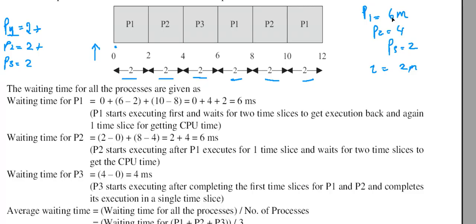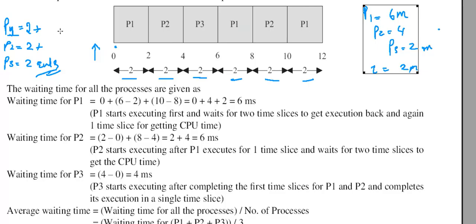In the first time slot, P1's 2 milliseconds is over, 4 is remaining. In P2, out of 4 milliseconds, 2 milliseconds of the job is done, and still 2 milliseconds is pending. But P3's job is 2 milliseconds, and in that time slot it completes. It ends here. Now there is no more waiting for this. Once it gets its 2 milliseconds, it has completed its job.